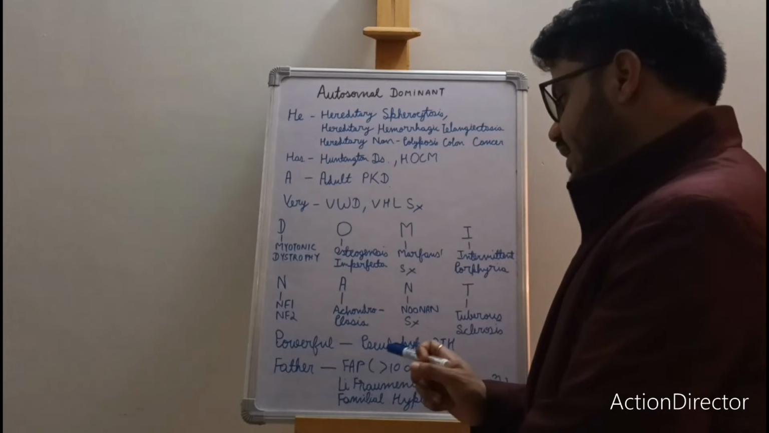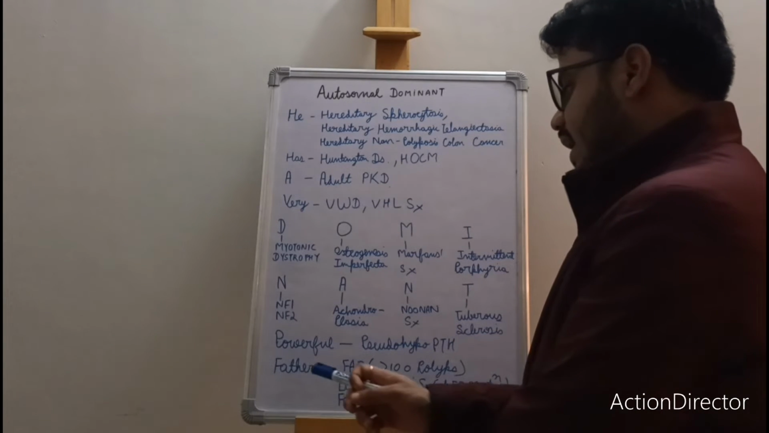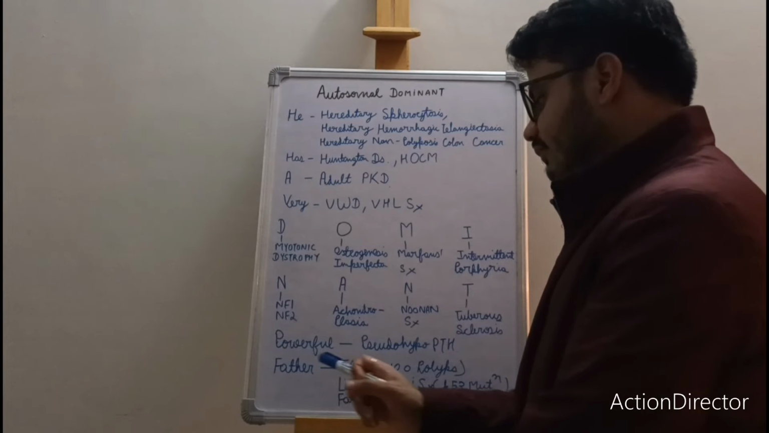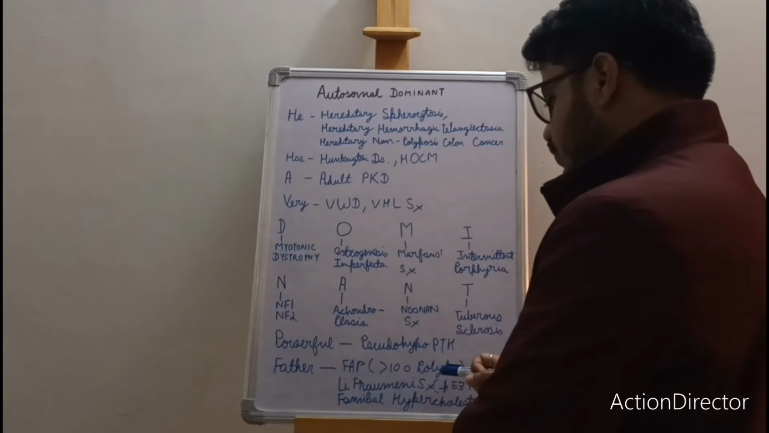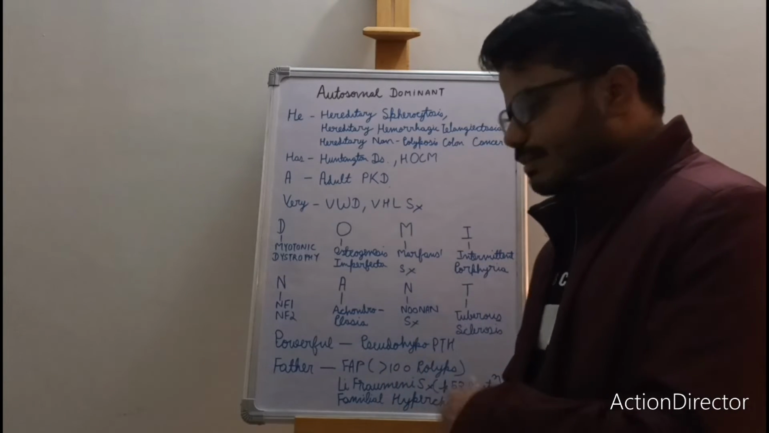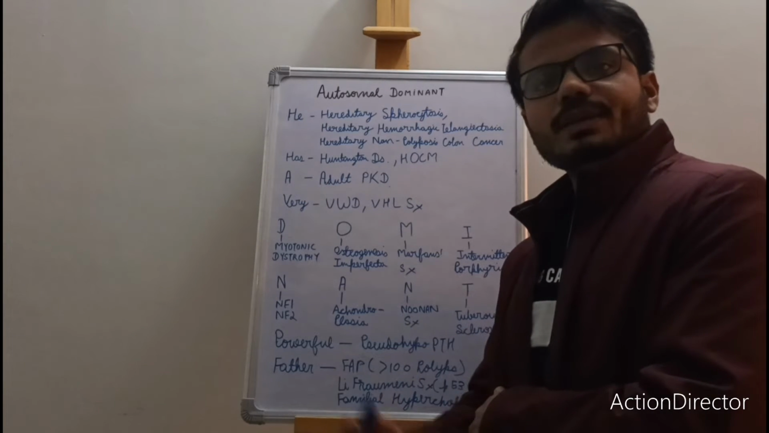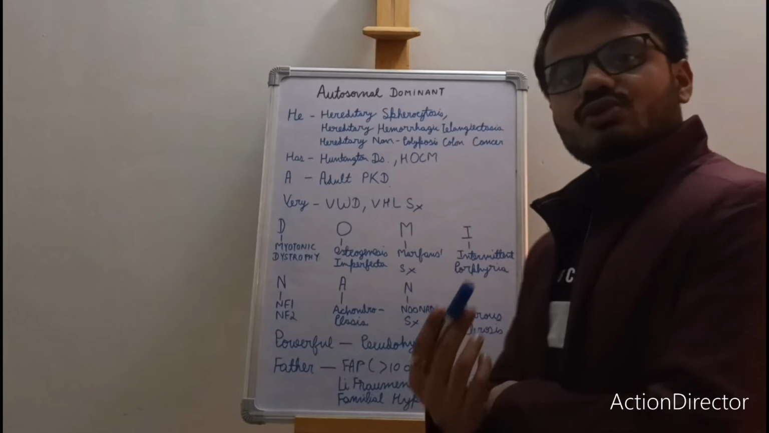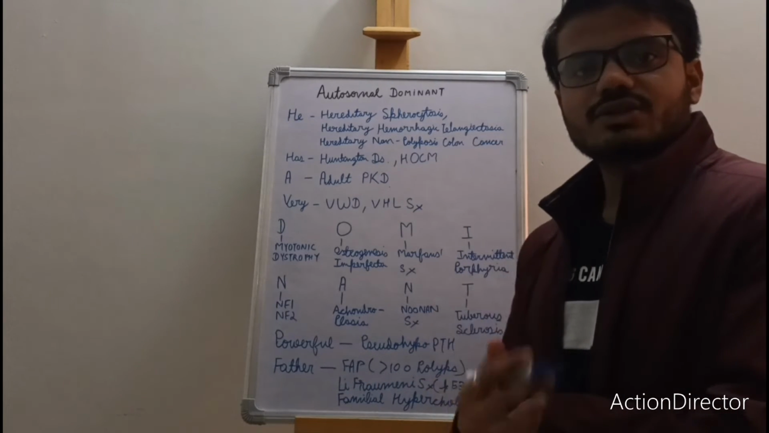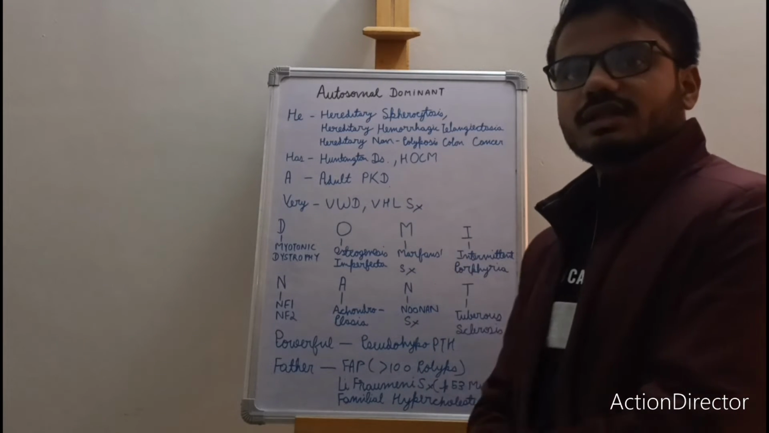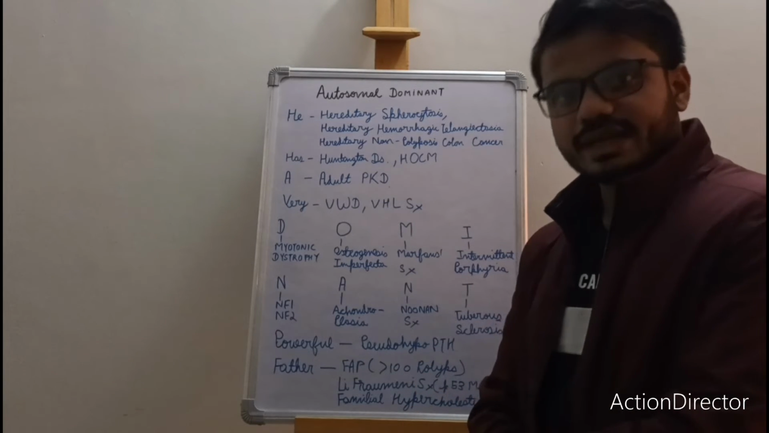Powerful. P stands for pseudohypoparathyroidism. And father. Here F stands for familial adenomatous polyposis, which includes more than 100 polyps. Li-Fraumeni syndrome, which has the P53 mutation, as you might have known. Then familial hypercholesterolemia. So these were the autosomal dominant disorders mnemonic, right?